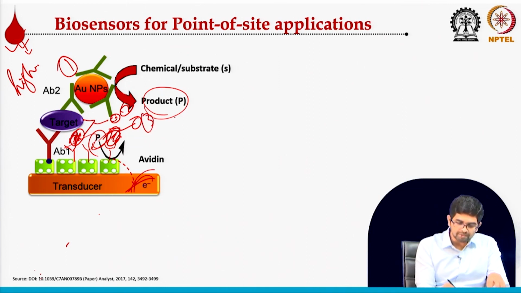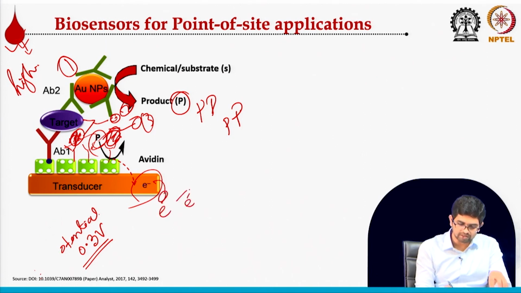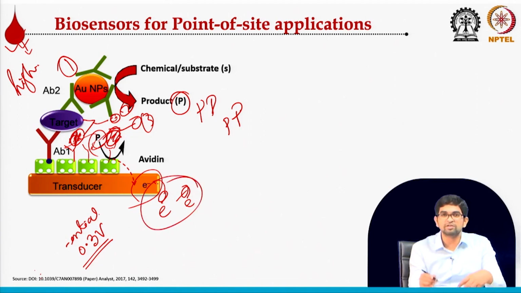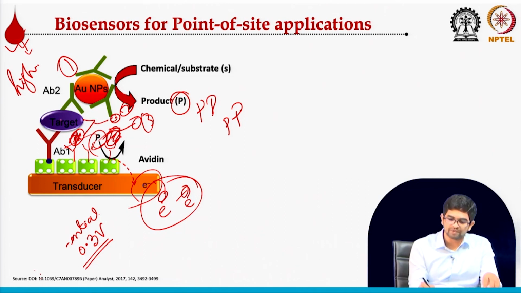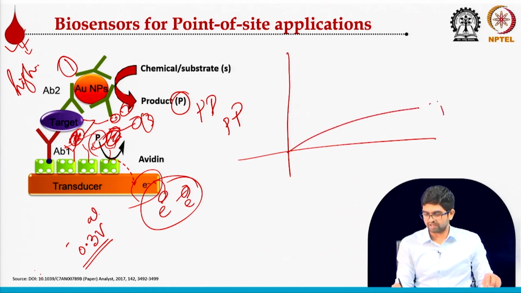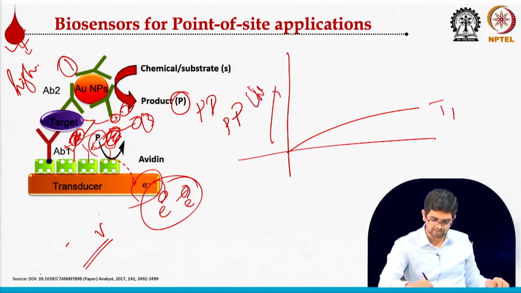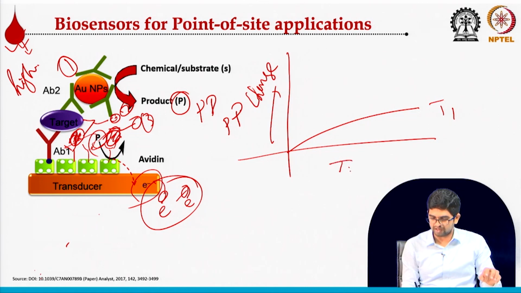So, there can be many products, this P can be formed in large numbers. All these P can now be oxidized on the sensor surface, and it will release many electrons. Based on the number of electrons, your signal can also be increased. At the very beginning, if the target concentration is very low, suppose you are getting one signal, this is target concentration 1. In this y axis, this is the charge, and in the x axis this is the time.